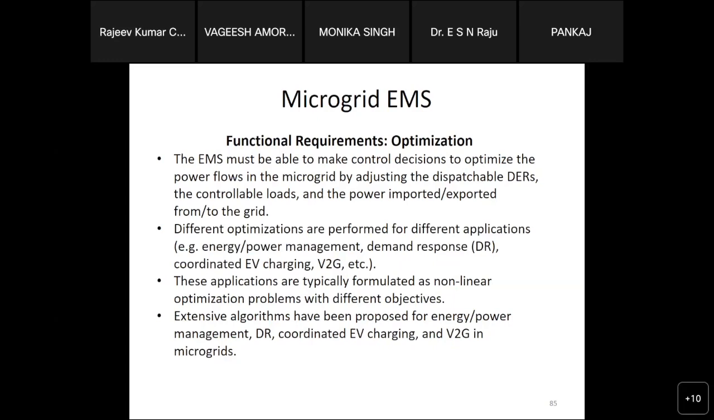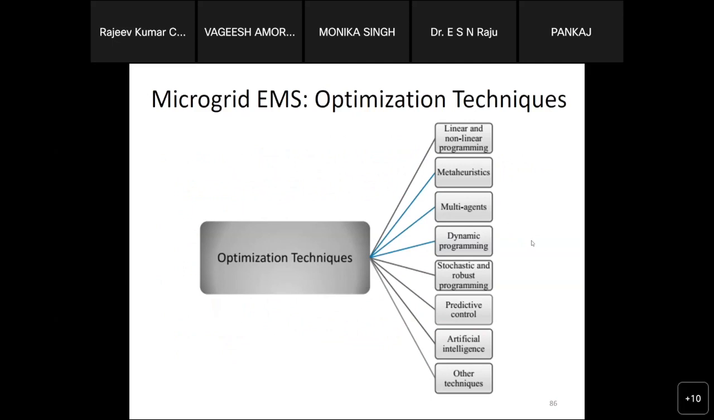We have different optimizations that can be performed for different applications, whether energy and power management, demand response, coordinated EV charging, or V2G. These applications are typically formulated as a non-linear optimization. We go with non-linear because we are dealing with the non-linear behavior of the renewable energy resources, and we will have different non-linear optimization problems. Also, extensive algorithms have been proposed for energy and power management. We also have algorithms for demand response, and for coordinated EV charging and V2G in the microgrids.